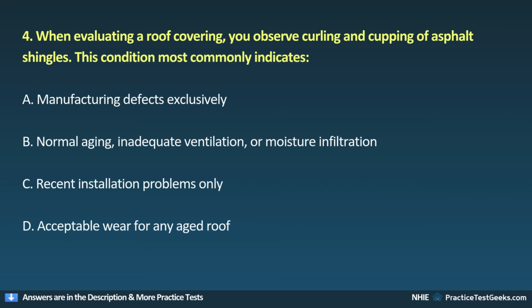4. When evaluating a roof covering, you observe curling and cupping of asphalt shingles. This condition most commonly indicates A. Manufacturing defects exclusively, B. Normal aging, inadequate ventilation, or moisture infiltration, C. Recent installation problems only, D. Acceptable wear for any aged roof.